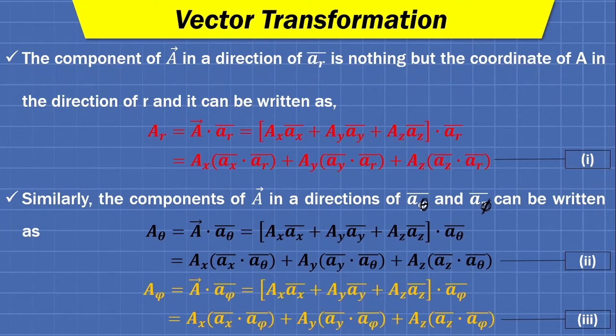Now to move forward from this step, we need to calculate these 9 dot products, same as we calculated in our previous video when we were converting a vector from Cartesian to cylindrical. At that time also we solved these 9 dot products. Again, for this transformation, we will try to solve these 9 dot products.